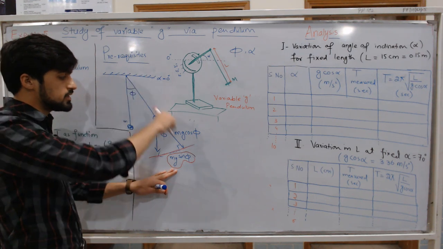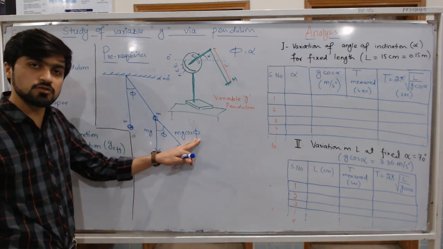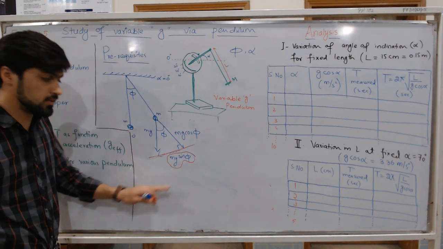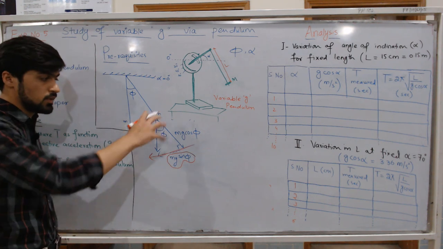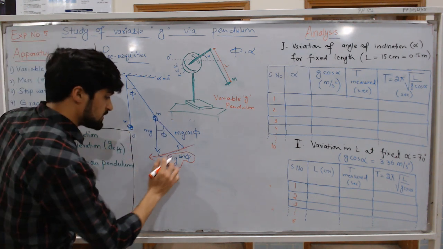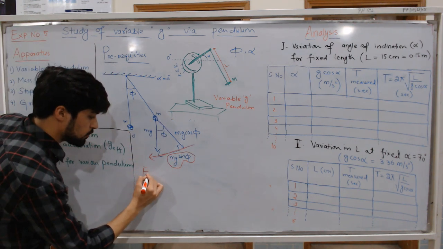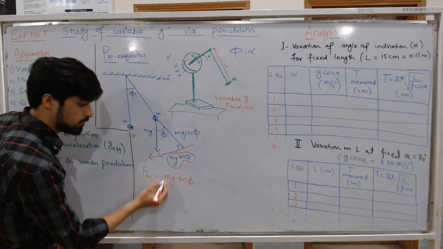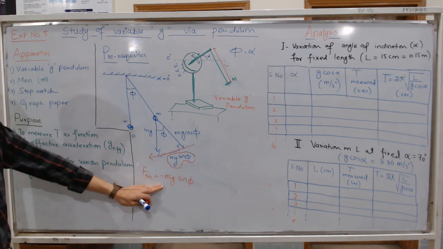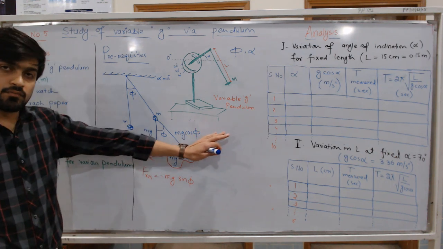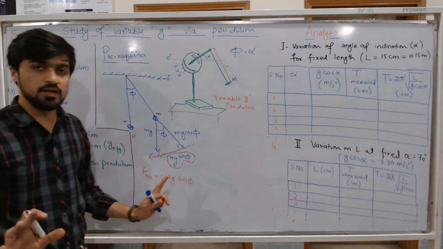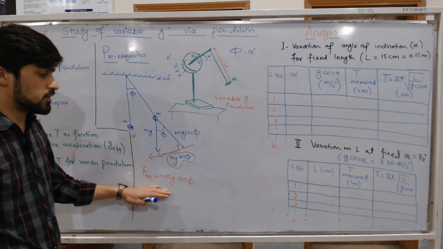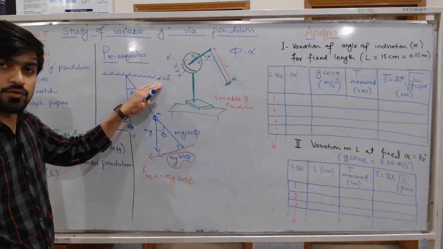Simple. So mg cos phi has no use here. This is the ineffective component. The effective component is this one, which is responsible to move the pendulum back to its mean position. So I can say that this restoring force is equal to mg sine phi. And for the restoring force, I will use a negative sign, which simply indicates the restoring force. Now, keep in mind, this was for the case when the pendulum was inclined at 0 degrees.